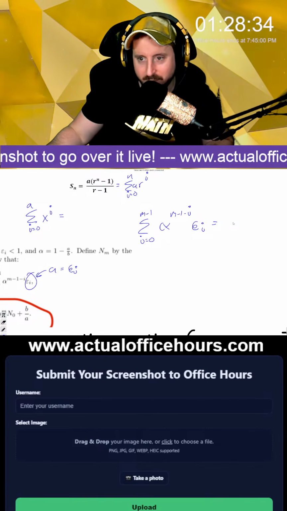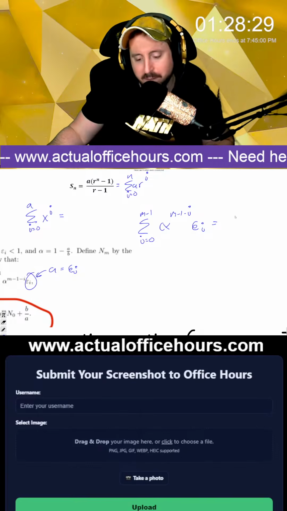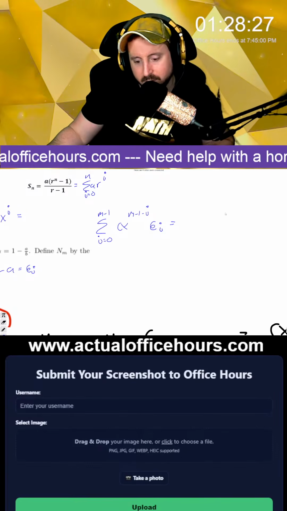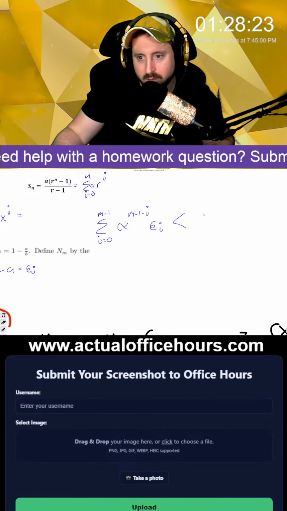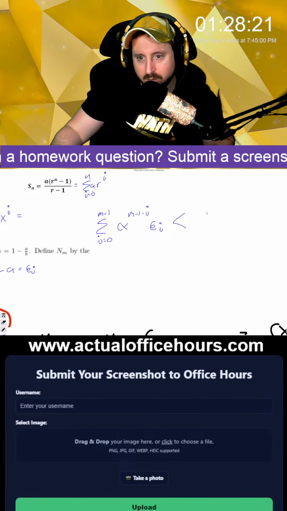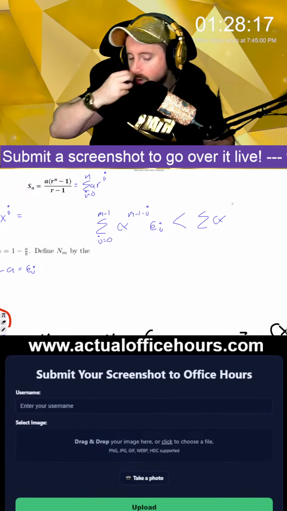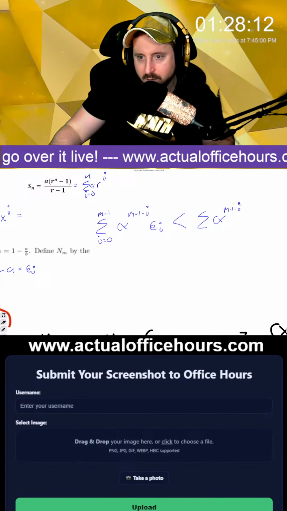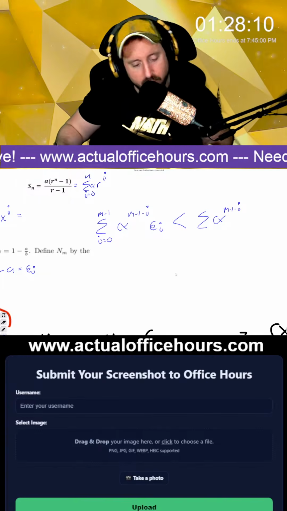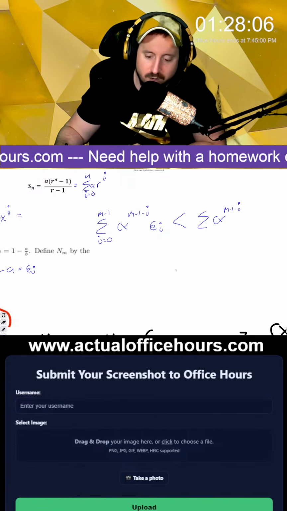And in this case, we don't want to find what this is. We want to bound it. That's what we're trying to do. So it's going to be less than something. We discussed this. It's going to be less than the sum of alpha to the m minus 1 minus i, because epsilon i is always less than 1. Exactly. Oh yeah, duh. Okay, cool.